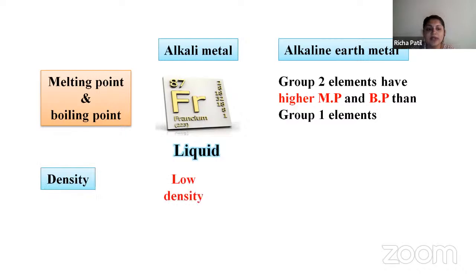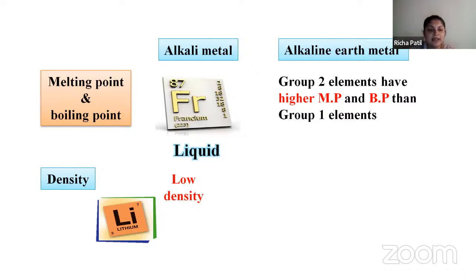Next is density. What is density? Density is nothing but mass per volume. Alkali metals have low density. Lithium is the example. Lithium has a very low density. What is its atomic mass? Atomic mass is small. As you go down the group, what will happen to the atomic size? It increases.